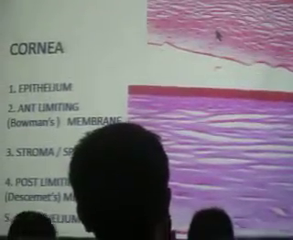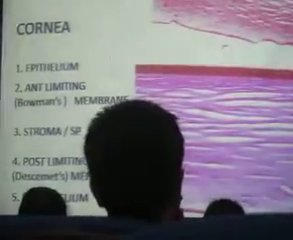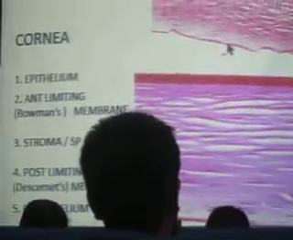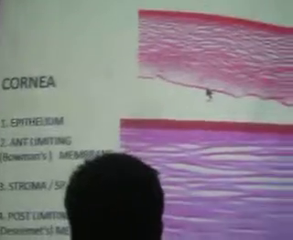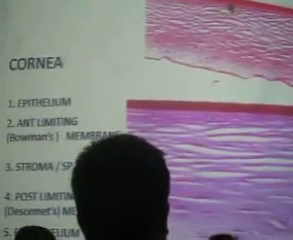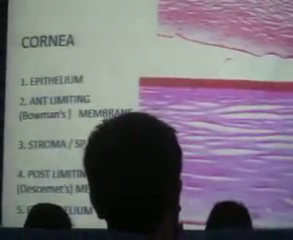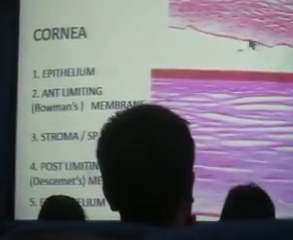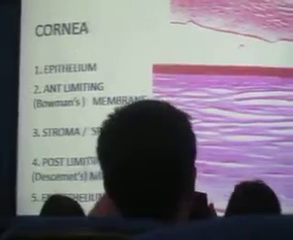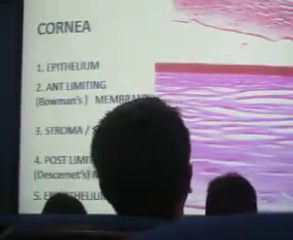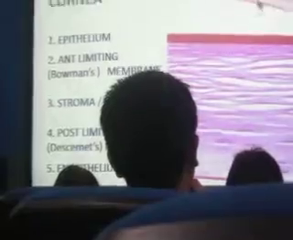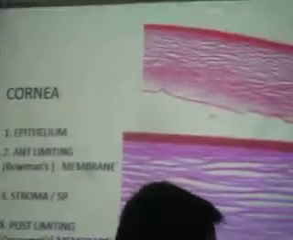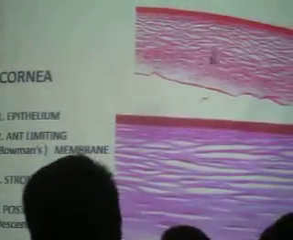How to remember? Outer layer, epithelium. Inner layer, endothelium. Inasmuch as they are epithelial cells, they'll be resting on basement membrane. How to remember anterior limiting membrane? Bowman's, as against Descemet's for the posterior limiting membrane. So, outer, letter B, Bowman's. And then the posterior, the letter D, Descemet's. Okay? Then mainly you have the stroma.